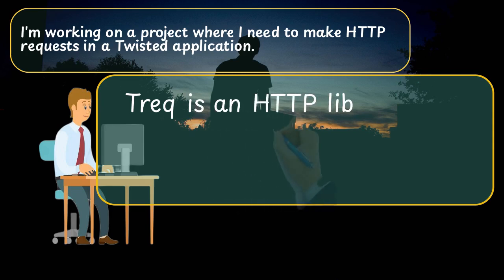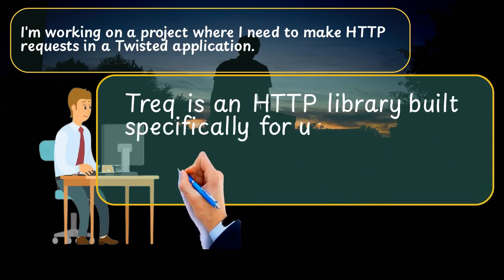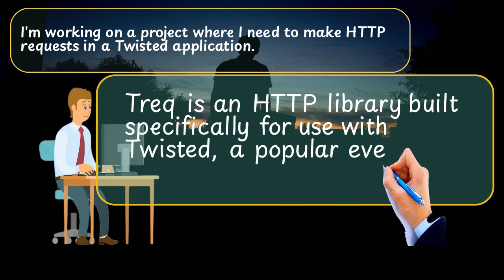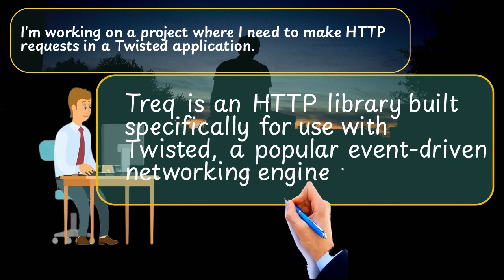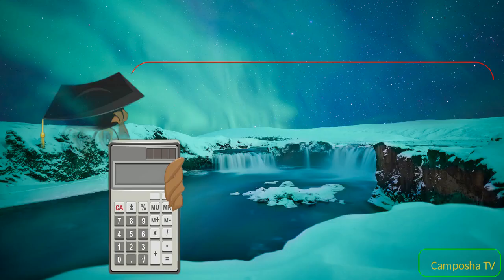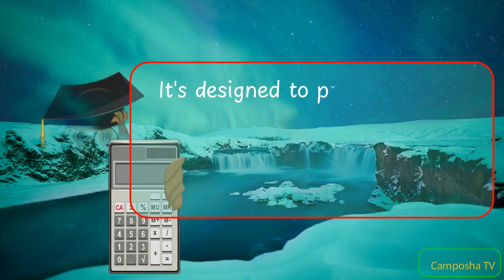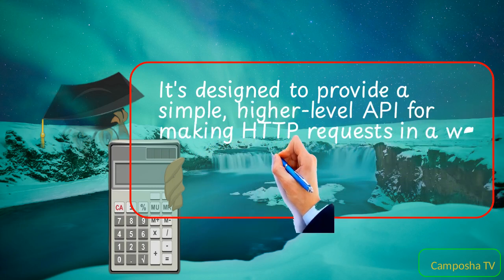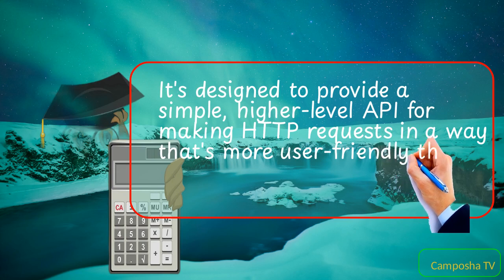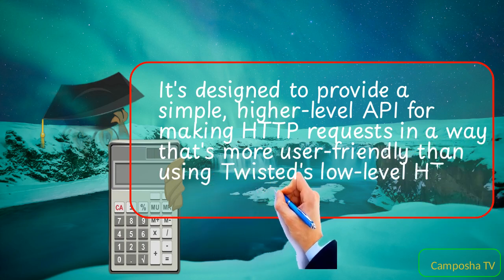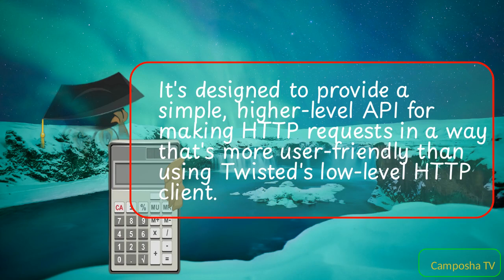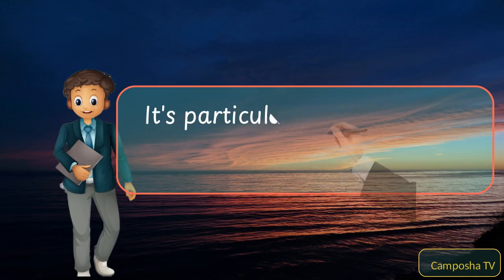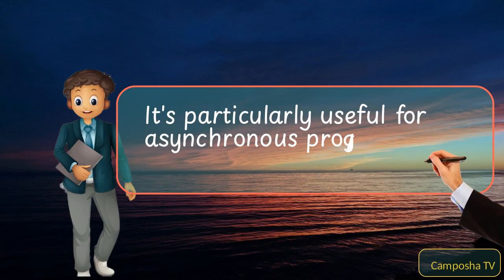Treq is an HTTP library built specifically for use with Twisted, a popular event-driven networking engine in Python. It's designed to provide a simple, higher-level API for making HTTP requests in a way that's more user-friendly than using Twisted's low-level HTTP client. It's particularly useful for asynchronous programming in Python.